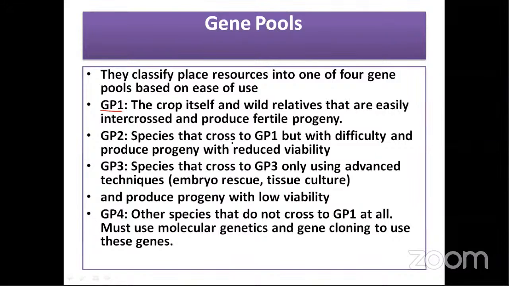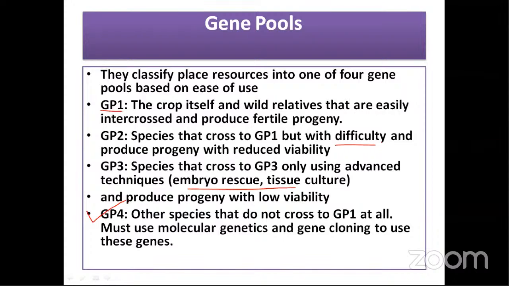Here GP2 tells about the species that are crossable, but with some sort of difficulty level. Then GP3 will include intergeneric species, and here there is a very low success rate. You have to use special techniques like embryo rescue and tissue culture. GP4, as I told you, will include all other species apart from the particular crop, which may include microbes, other plants or animals, everything.